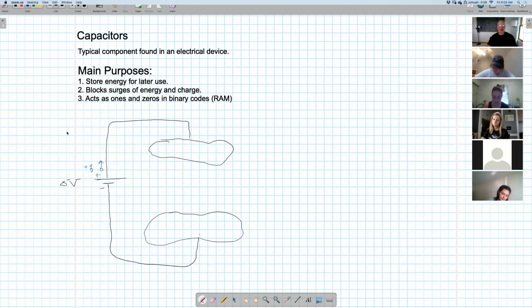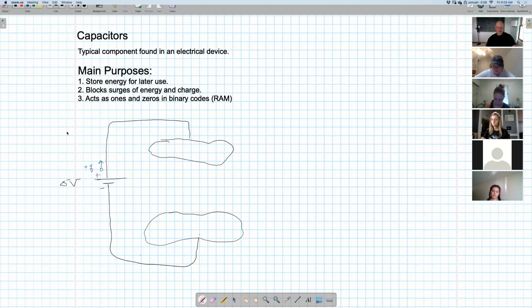They also act as ones and zeros in binary codes, such as RAM. So basically the way that works is it counts as a 1 when it's fully charged and a 0 when it has no charge on it. So when it has maximum stored energy, it's going to be a 1, and when it has 0 stored energy, it's going to be a 0. So the way that it aligns itself would then create a binary code, which then acts as the memory or the RAM in your computers. So these are capacitors.